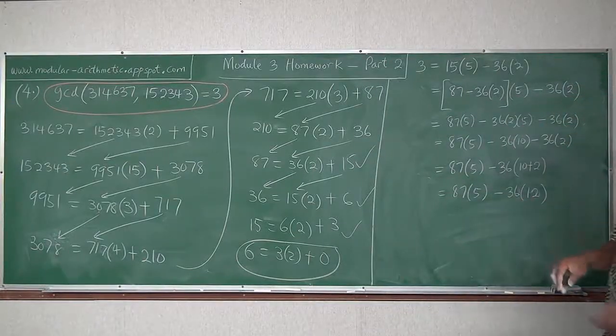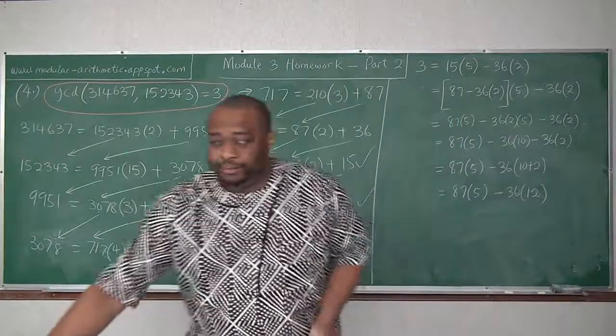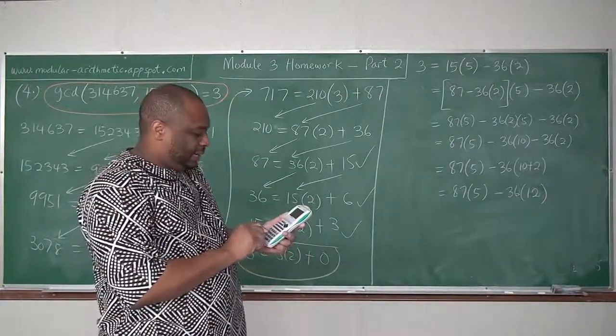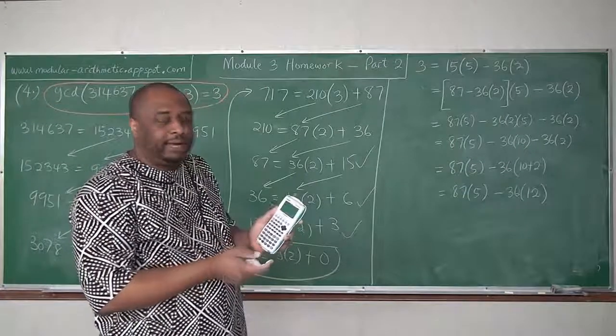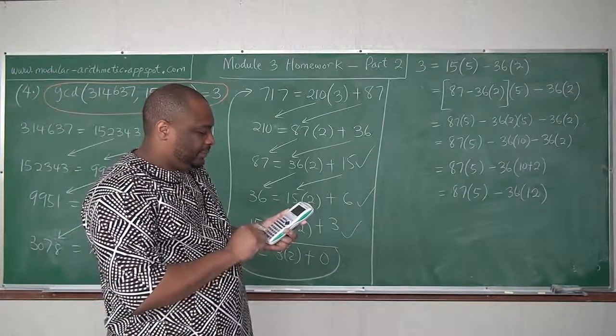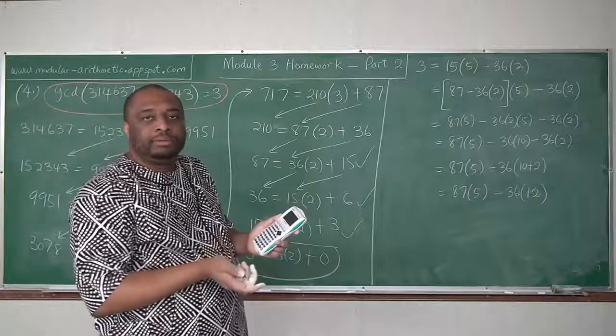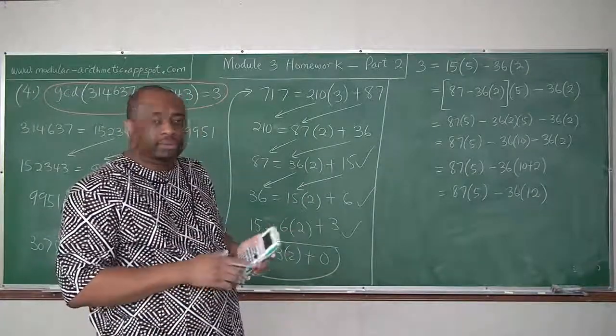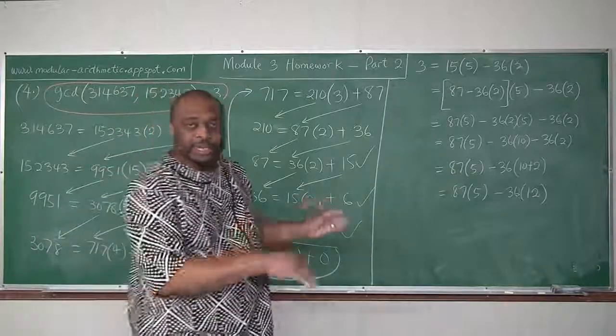Let us check to make sure it will still give us 3. Let's check. 87 times 5 is 435. 36 times 12 is 432. 435 minus 432 is 3. So it works. We are still on the right track.